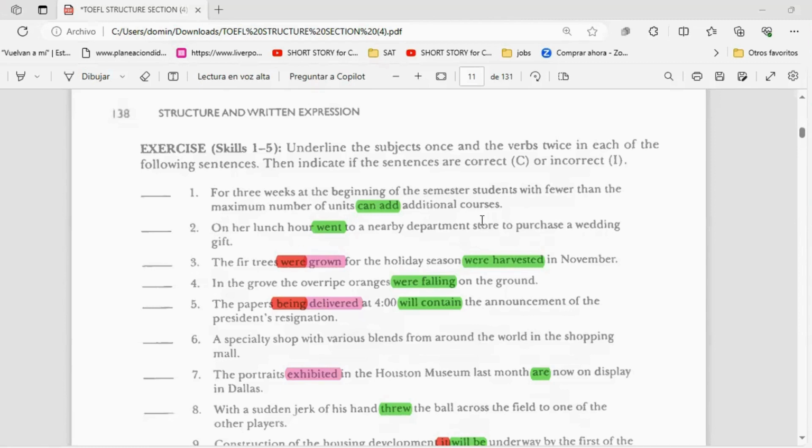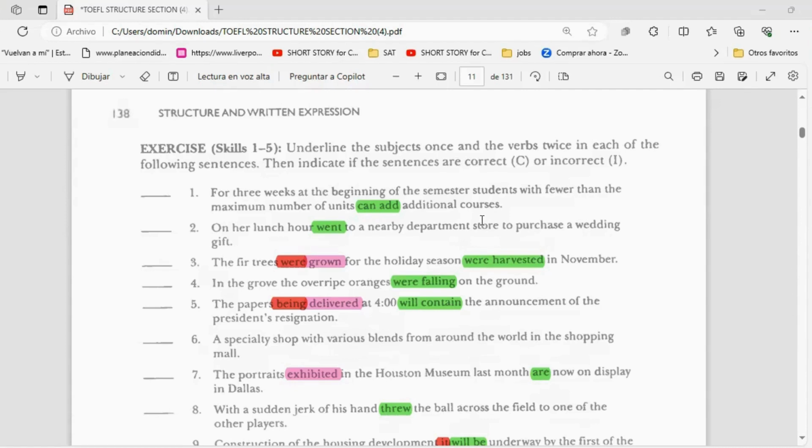Number 2, on her lunch hour went. But if you notice here, even though I have the verb, there's no subject that this particular verb can be conjugated with. For example, on her lunch hour, what, who? It's saying nothing here. So you need a subject. So number 2 is incorrect.